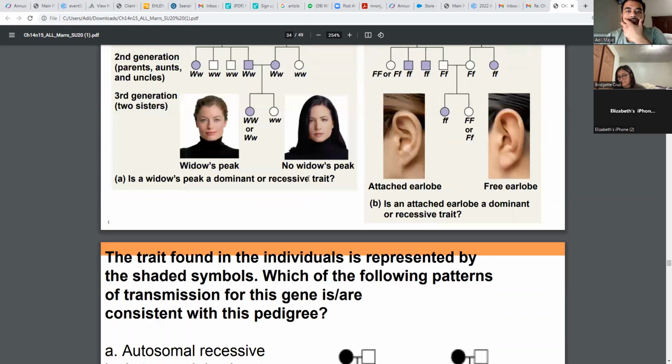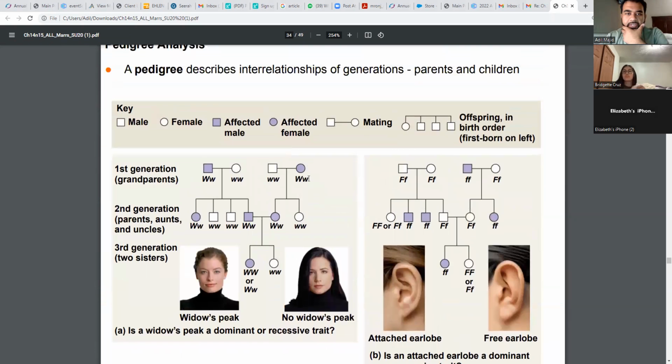Okay, so does the idea of what's going on in this pedigree make sense? The males are squares, the females are circles. The lines in between show a marriage, and the lines coming down show kids. Does that make sense there?